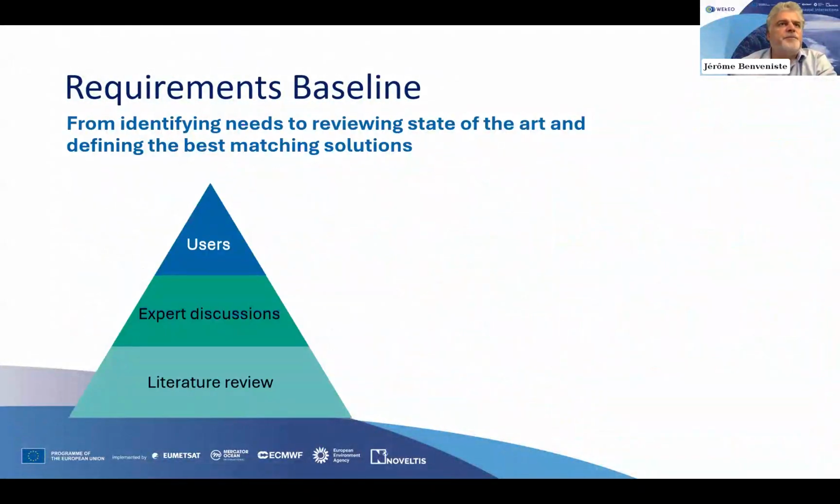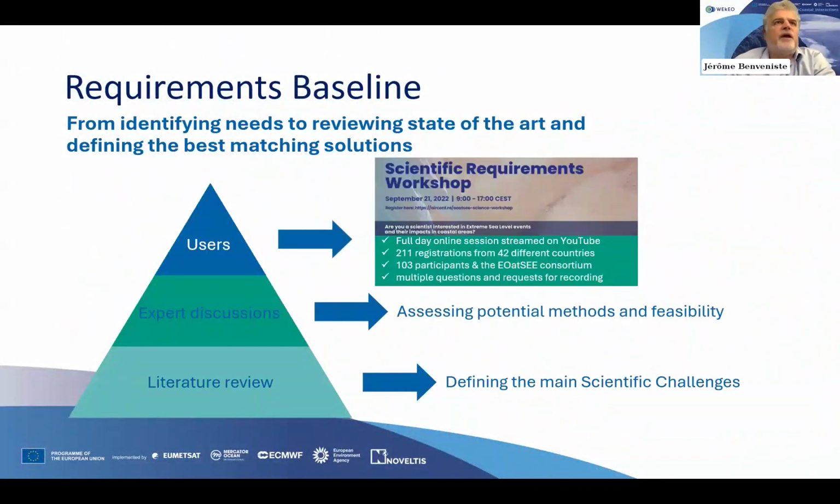And so we started with a requirement analysis. We needed to identify the needs. So we started with a literature review to define the main scientific challenges. Then we had an expert discussion to assess the potential methods and feasibility within this project, which is always limited in resources and time. And then we organized a scientific workshop to co-design our project with users.